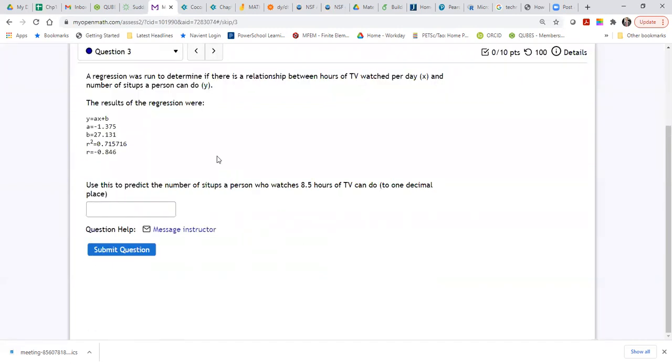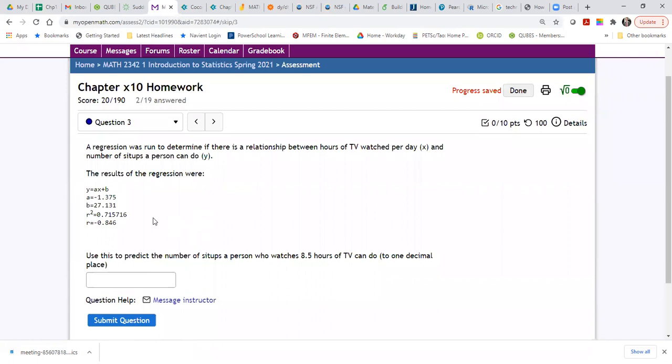For this one, you know the R square, you know the R. What I'm looking for here: the calculation was run to determine if there is a relationship between hours of TV watched per day X and number of sit-ups a person can do Y. So use this to predict the number of sit-ups a person who watches 8.5 hours of TV can do.